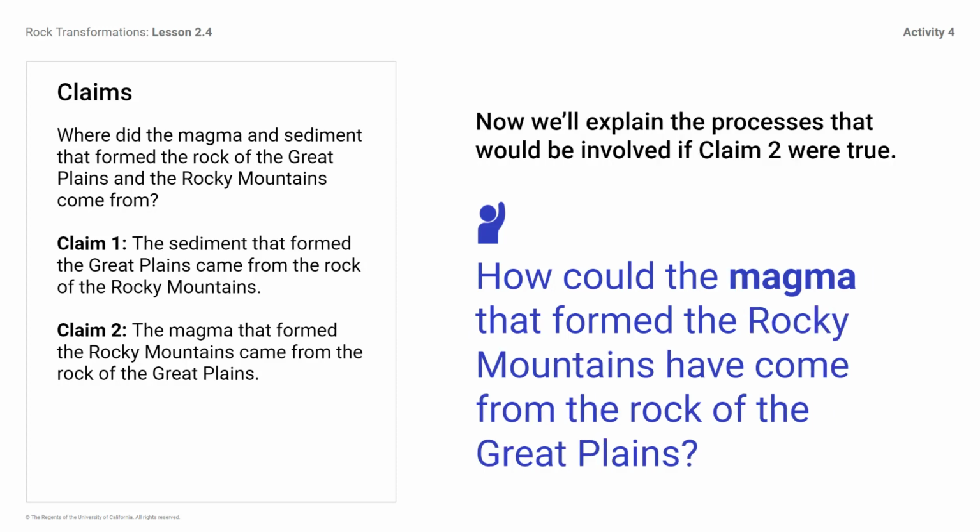Now we'll explain the processes that would be involved if Claim 2 were true. How could the magma that formed the Rocky Mountains have come from the rock of the Great Plains? We may respond, the Rocky Mountains were formed from magma, so the Great Plains rock formation would have had to melt to form magma. Somehow, the Great Plains rock formation would have had to go deep underground, so energy from the Earth's interior could melt it. Then the magma would have had to move to the location of the Rocky Mountains and then cool to form rock.